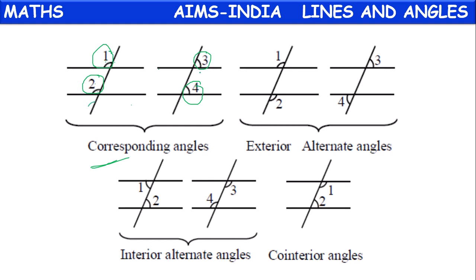So these are the corresponding angles, children. These are the exterior alternate angles, that side and this side, outside. These are interior alternate angles. These are co-interior angles or consecutive interior angles. Like that, we have so many angles, children.